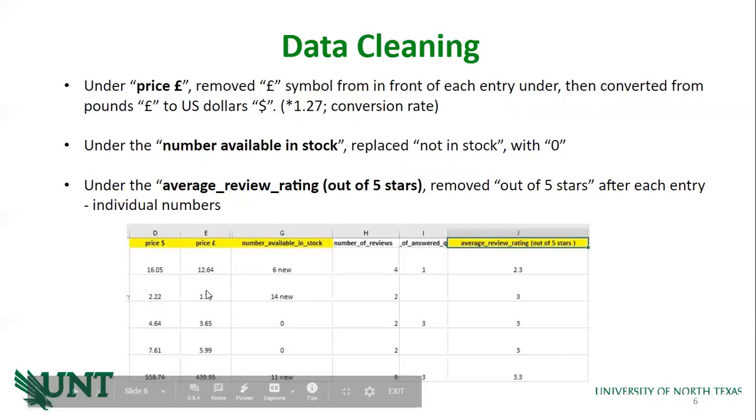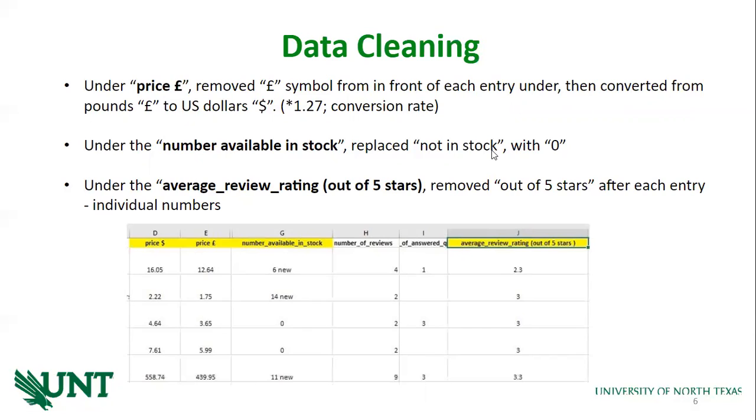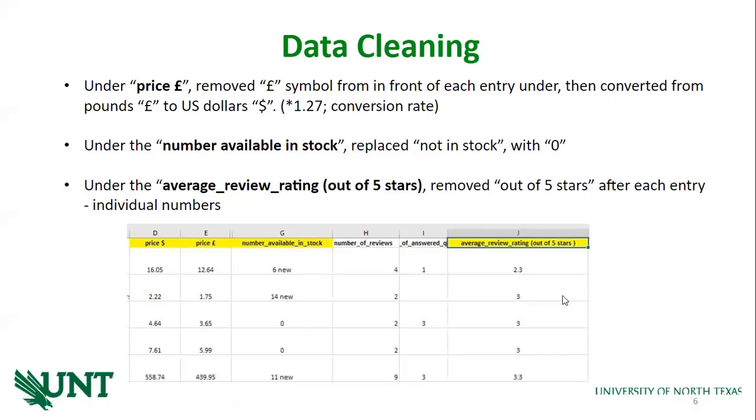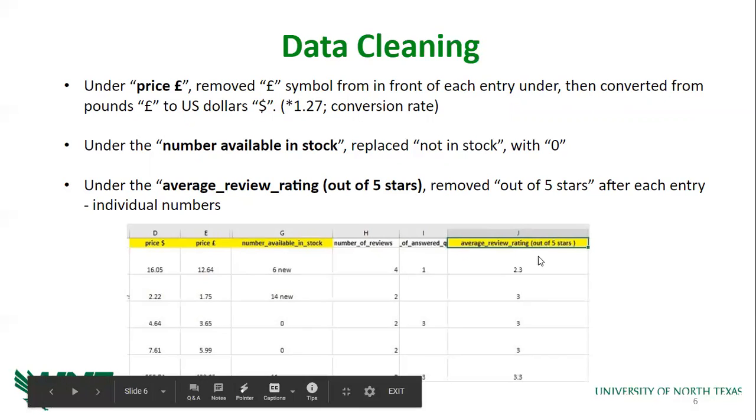Under number available in stock, these were blank, and I originally replaced them with not in stock, but then later needed to use the number, so I replaced them all with 0. So if it didn't have anything in stock, it just said 0. Under the average review ratings, out of stars, this came as 3 out of 5 or 2.3 out of 5. I took the out of 5 stars, put it at the top, and then made all of these individual numbers.